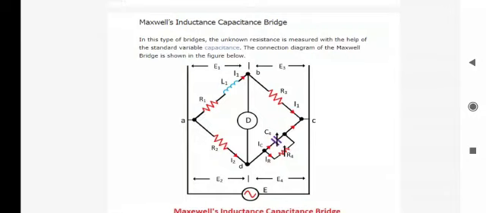In this type of bridge, the unknown inductance is measured with the help of a standard variable capacitance.